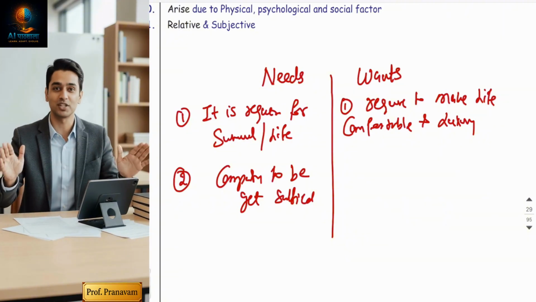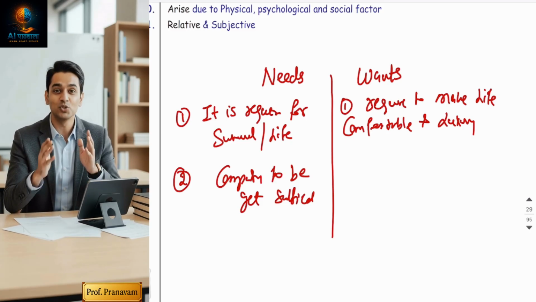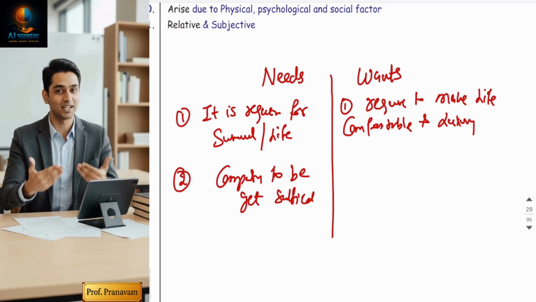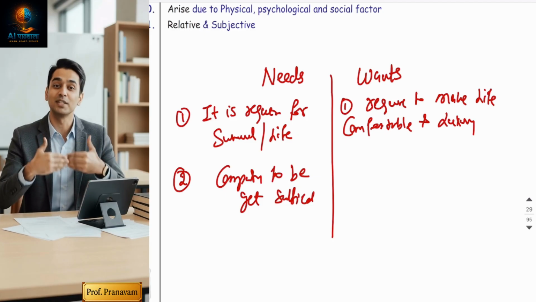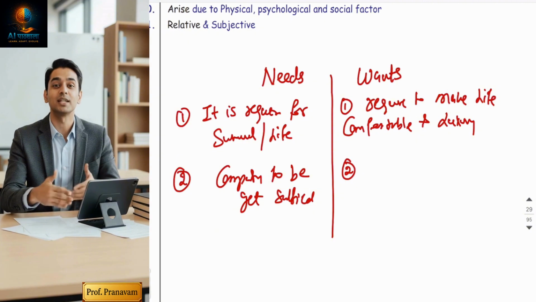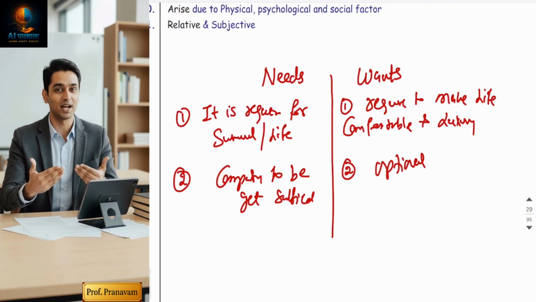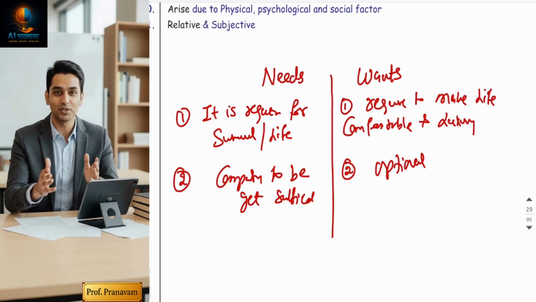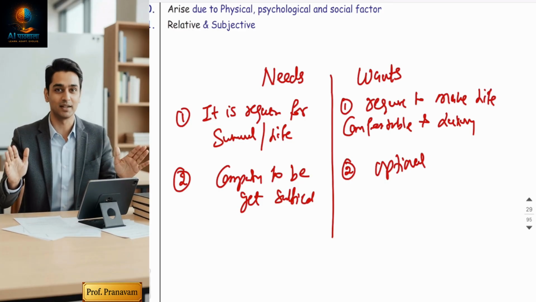For example, mobile, car, a 2 BHK bungalow to stay in, eating food in a hotel. This is not my basic need. So these are called comfort and luxury. Guys, economics says that satisfying wants is not compulsory. Satisfying wants is optional, because even if my wants are not satisfied, I can survive, I might not die. So wants are optional to satisfy.